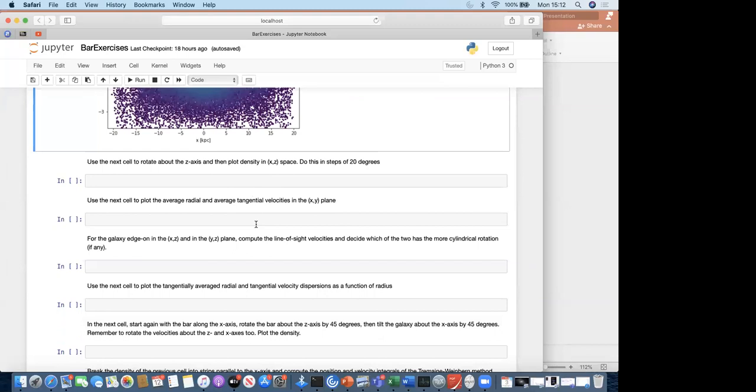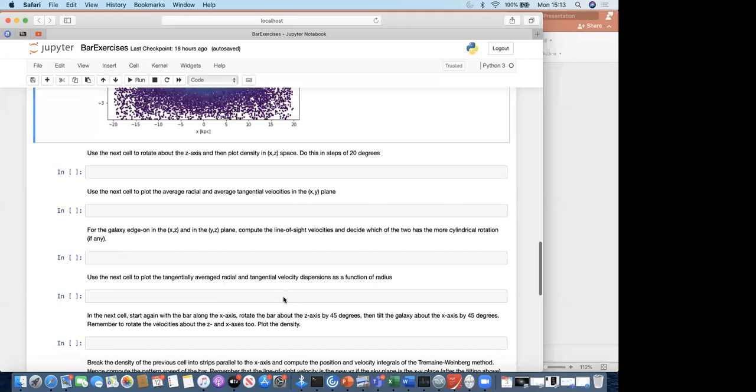And then I say for the edge-on view in the XZ and YZ plane, compute the line of sight velocities and decide which of these two has more cylindrical rotation. Cylindrical rotation means that the velocity is roughly constant on vertical lines. So try that. I ask you to also do the radial and tangential velocity dispersions as a function of radius.